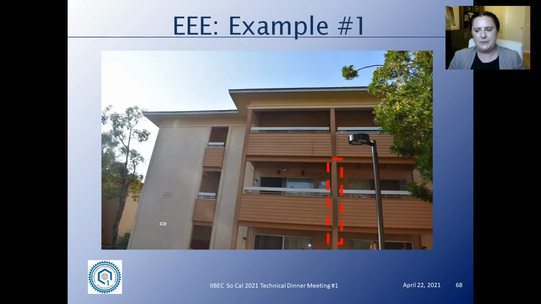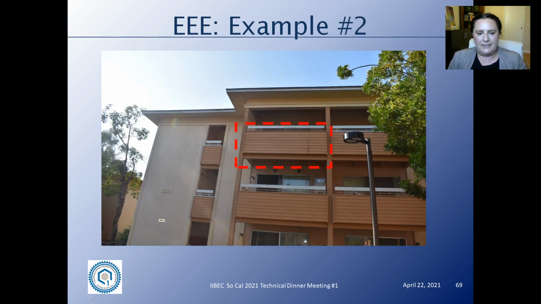So now let's look at some different examples as to what constitutes a triple E. So looking at this photo, we have a couple balconies that extend out past the building, and this post has been highlighted in red. So this post is considered part of the triple E because it is supporting these 2 balconies above.